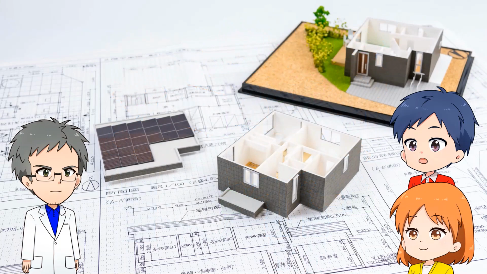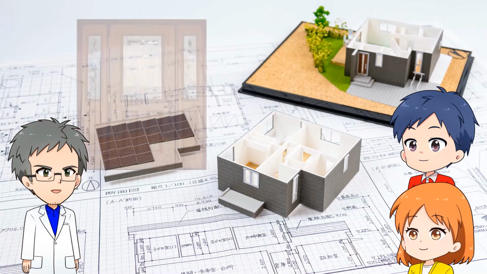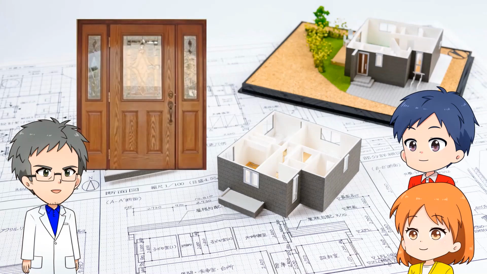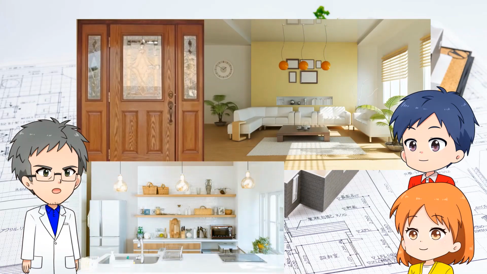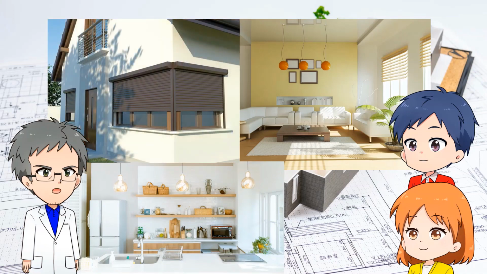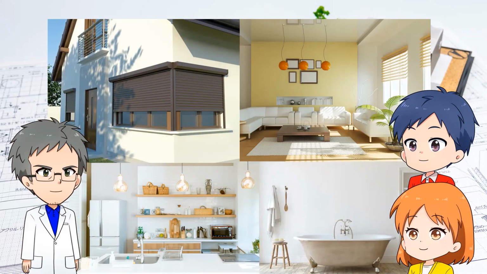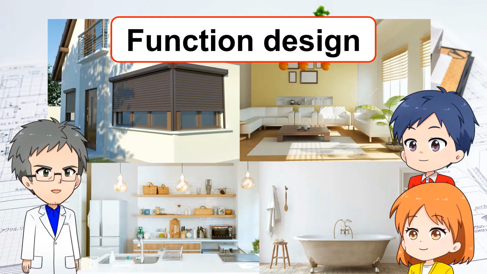So once the architecture design is done, what do we do next? After the architecture design, we think about the functions. For example, does the front door swing or slide open? Is the living room Western style or Japanese style? What does the kitchen look like? Will the windows have shutters? Is the bath fully automatic? This step is called the function design.